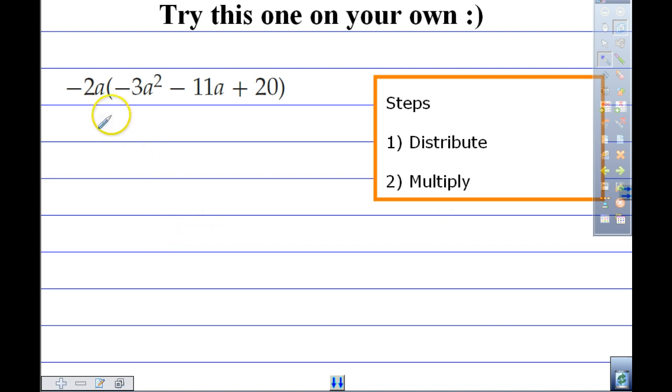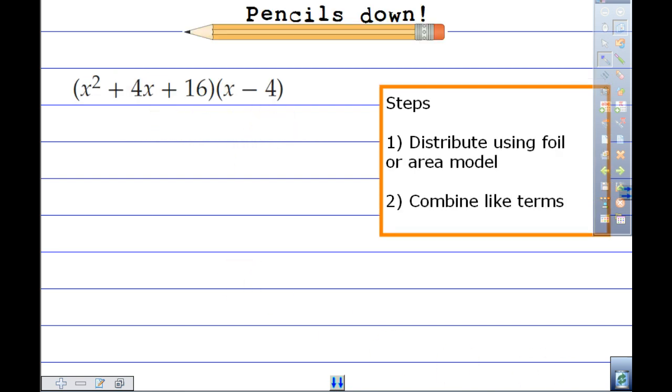Okay, so let's see, we probably have a to the third, a to the second, and just an a, and then -2, -3 is 6, positive 22, and -40. There we go. Alright, multiplying. So we have to switch gears. Now we're multiplying. You can do distributive property, that's fine.